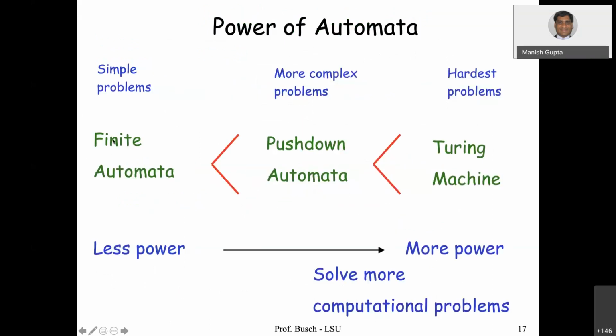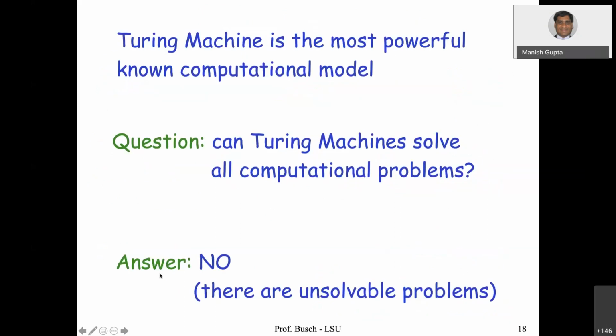So as I told you, simple problems, finite automata; more complex problems, push-down automata; hardest problems, Turing machine. More power and solves more computational problems. This side is less power, it can solve less complex problems, you know. So Turing machine is the most powerful known computational model.